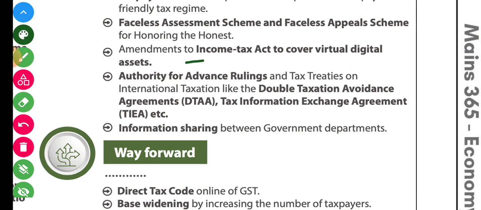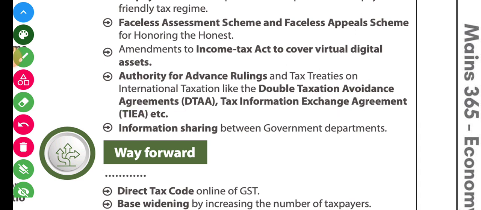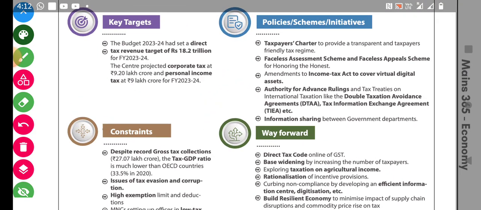Next is the Income Tax Act to cover virtual digital assets. Authority for advance rulings and tax treaties, international taxation like the double taxation avoidance agreement and tax information exchange agreement, etc. Information sharing between government departments. So keep this in mind.